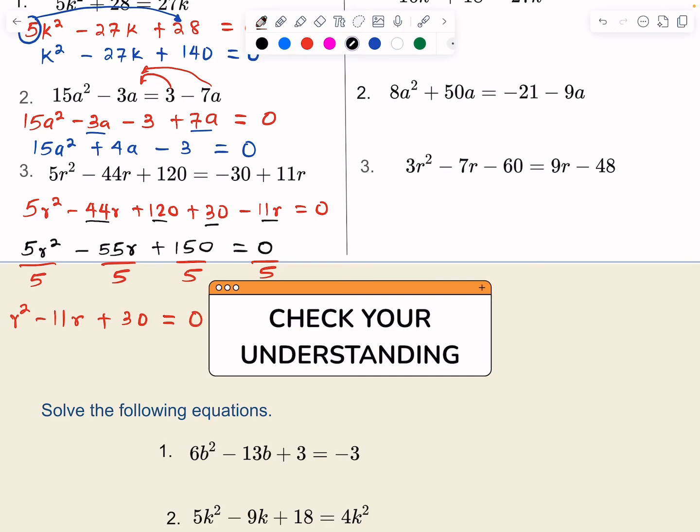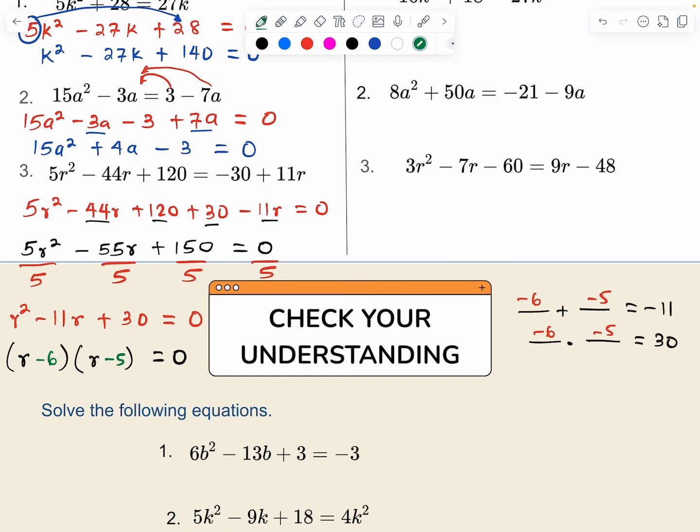Now, I need two numbers that if I multiply them, I should have positive 30, and if I add them, I should have negative 11. And what are those numbers? Negative 6 and negative 5. So I have negative 6, negative 5.